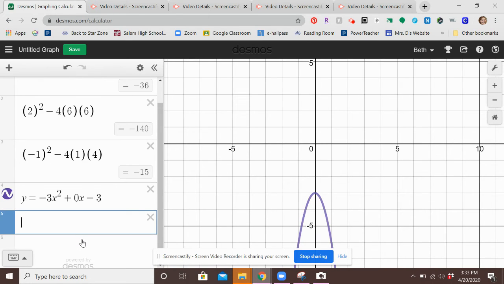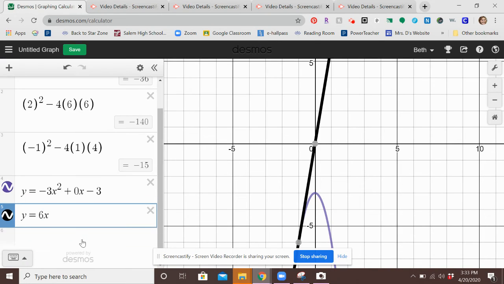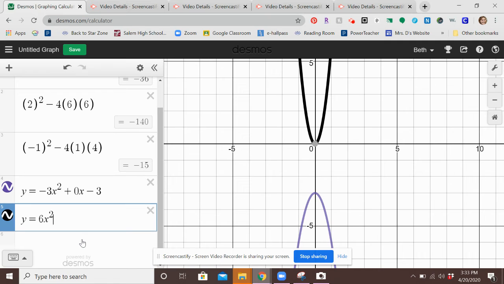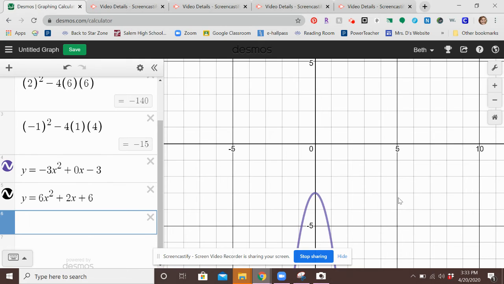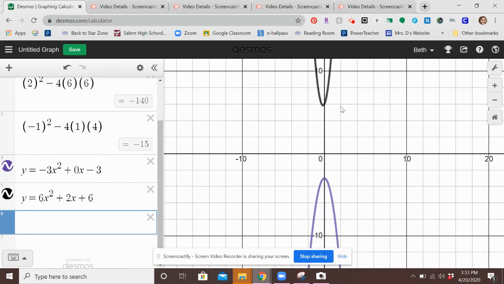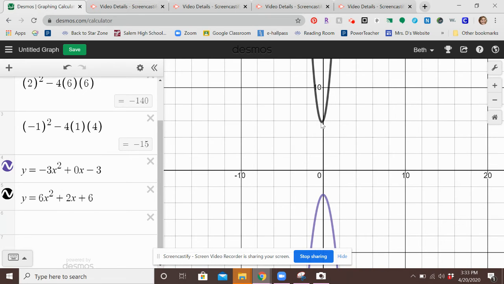Let's check out example number 2. y equals 6x squared plus 2x plus 6. There it is. Look at that parabola again. It does not hit the x-axis. So we would say that has no real solutions. And now we know how to find the 2 imaginary solutions.